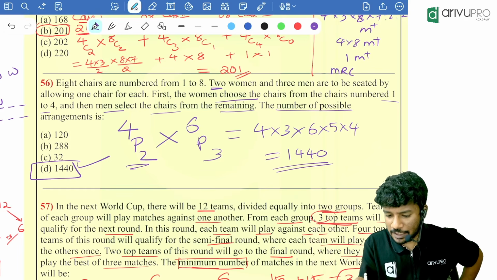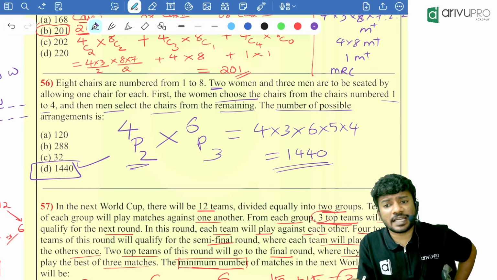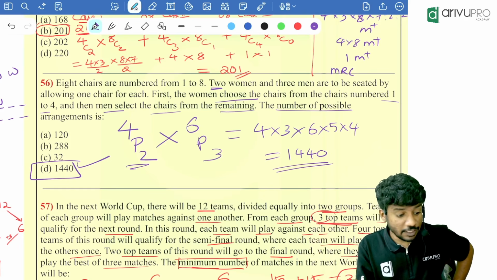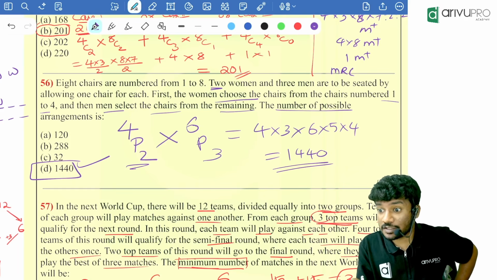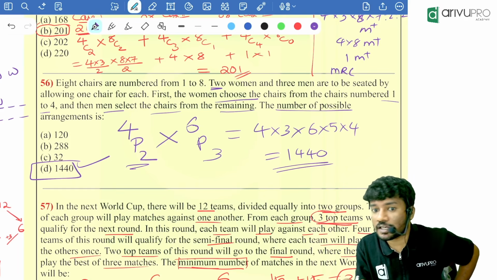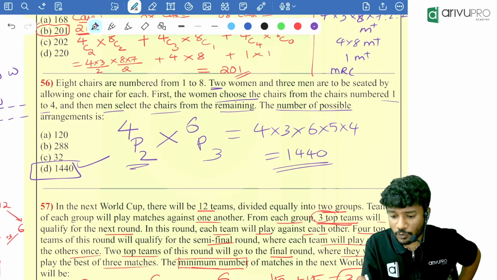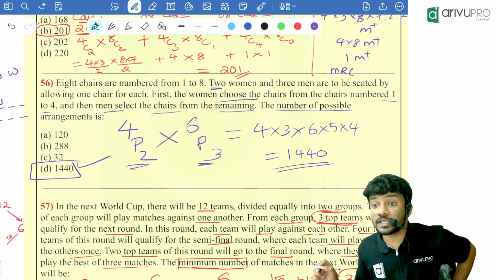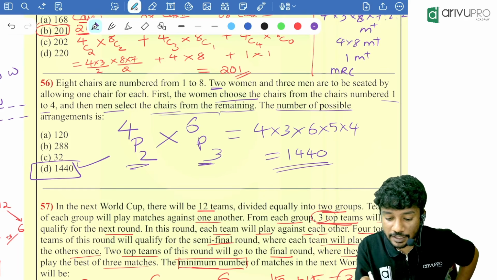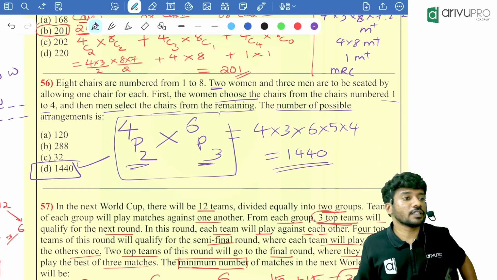4c2 formula is what? 4p2 divided by 2 factorial. Into 2 factorial is how much? 4p2. Then 6c3 ways men can select the chairs. Then they need to sit also, right? That is 6c3 into 3 factorial. 3 factorial and 3 factorial will get cancelled off. What will remain? 6p3 will remain. That's why we directly wrote the shortcut formula and you got the answer.